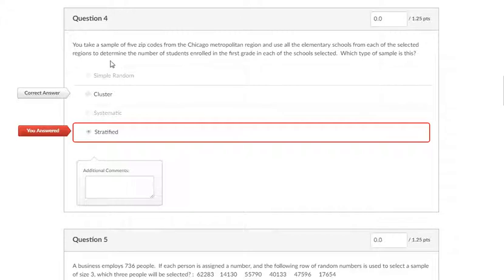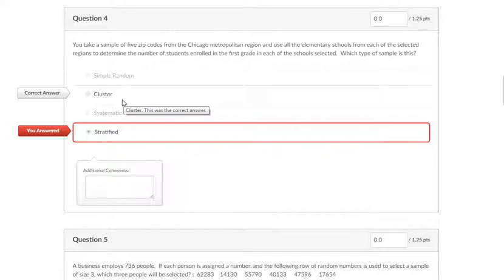Okay, you were asking about these three. You take a sample of 5 zip codes from the Chicago metropolitan area or region and use all the elementary schools from each of the selected regions to determine the number of students enrolled in the first grade in each of the schools selected. What type of sample is this? It tells you the correct answer is cluster.